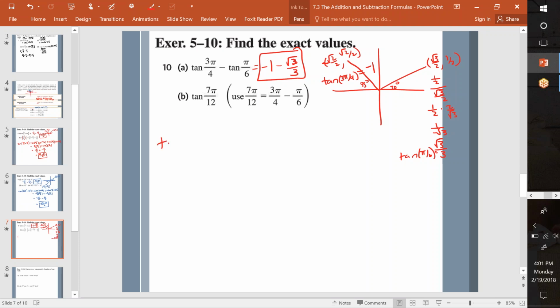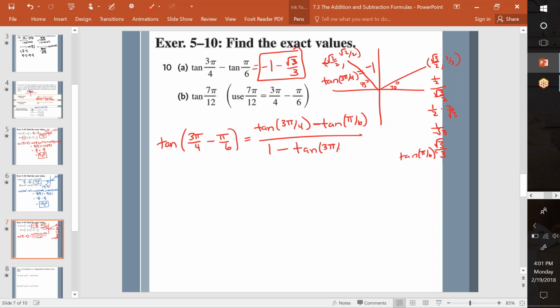So the formula for tangent is that you take the angles and you do exactly what we did up here on top. It's going to be tan of the first angle, keep your sign, so minus tan of the second angle. On the bottom, we're going to get 1 minus tan of both angles multiplied together.